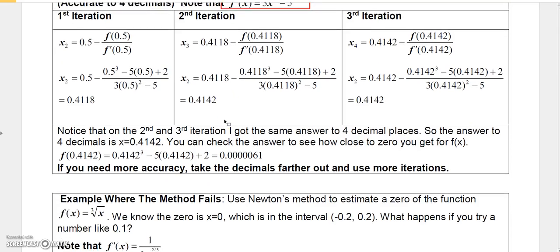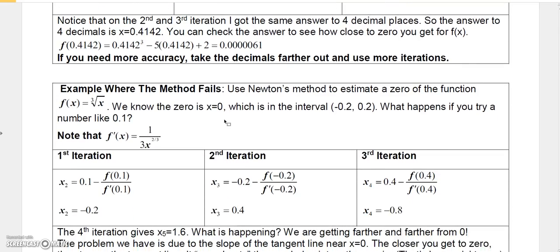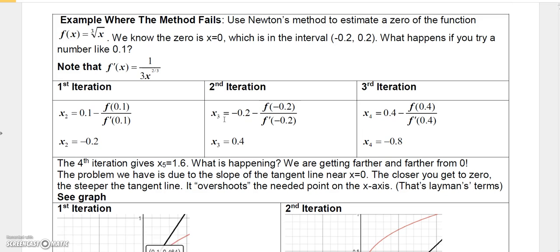Now, I want to end this discussion by showing you that Newton's method doesn't always work. So what if I wanted to use Newton's method to estimate a 0 for the function cube root of x? Well, we know the 0 is x equals 0, and we know it's in the interval from negative 0.2 to 0.2. So what happens if you try a number like 0.1? Now, you can show that the derivative of this is just 1 over 3 x to the 2/3.